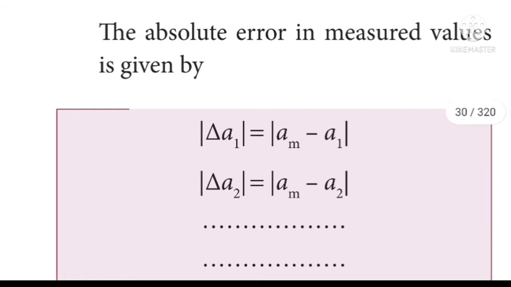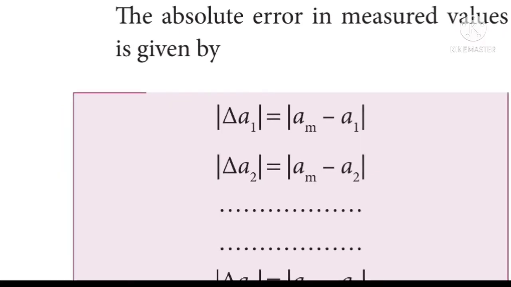Okay, how can we calculate the absolute error in the measured values? That can be calculated as mod del A1 is equal to mod Am minus A1. Here mod del A1 represents the magnitude of the absolute error of the first measured value. Here A1 represents what? First measured value. Del A1 represents what? Absolute error of the first measured value.